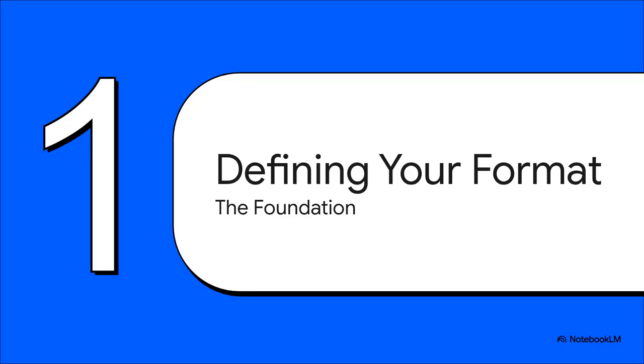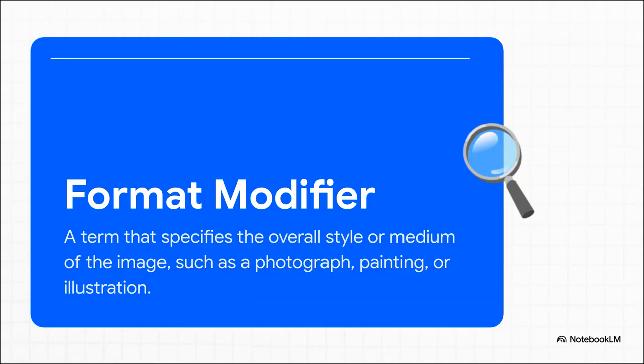First things first, defining your format. Think of this as the absolute foundation of any great prompt. You've got to tell the AI what kind of image you're even trying to make. The tool for this is called a format modifier, and it's powerful. Just adding one or two words here can totally change the entire vibe, shifting you from, say, a super realistic photograph all the way to a classical oil painting.